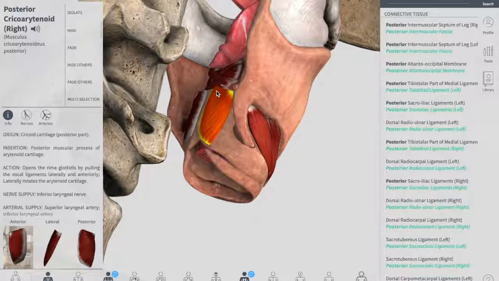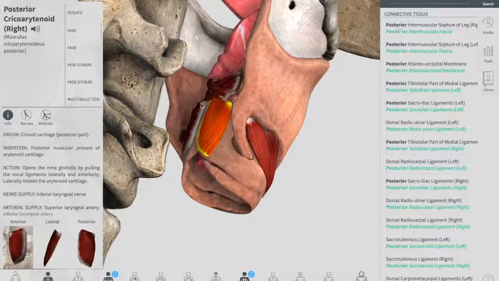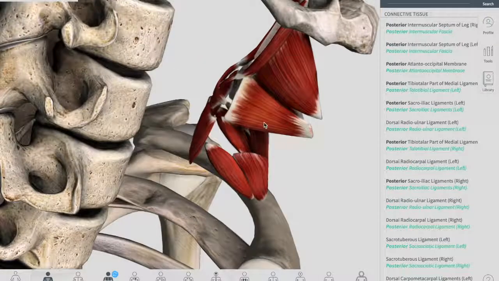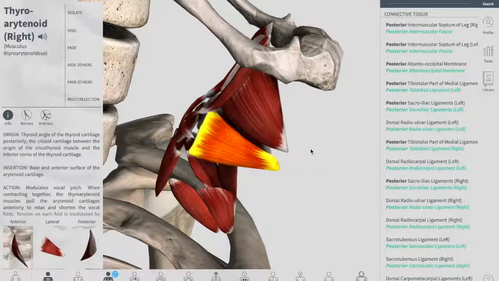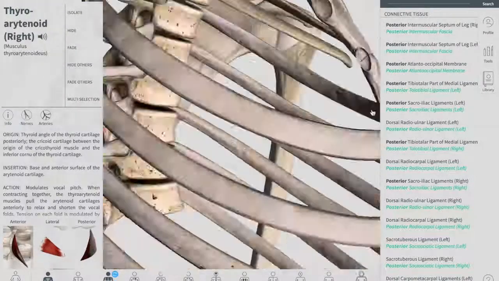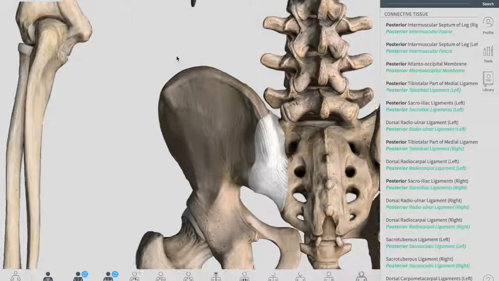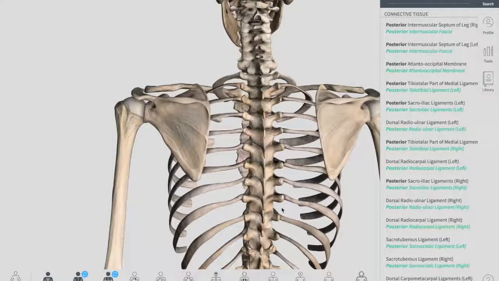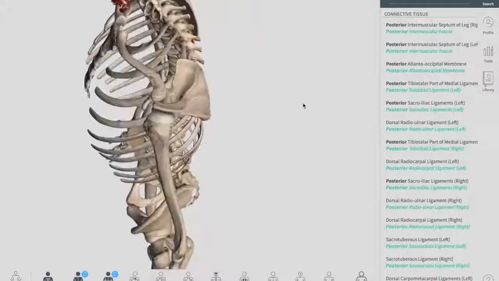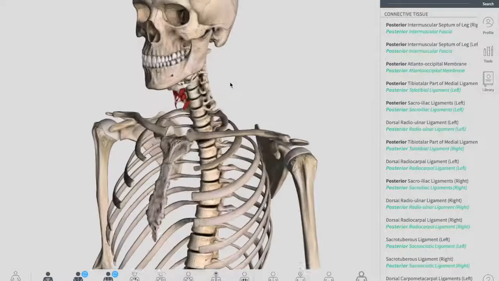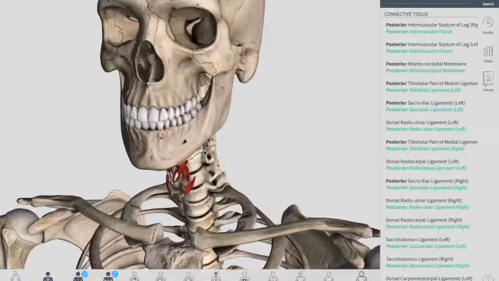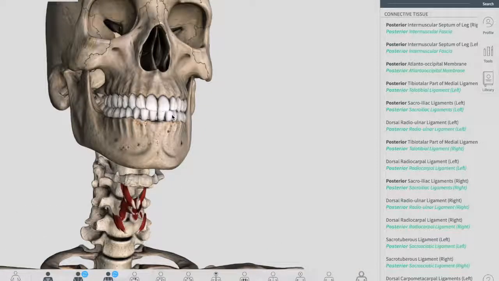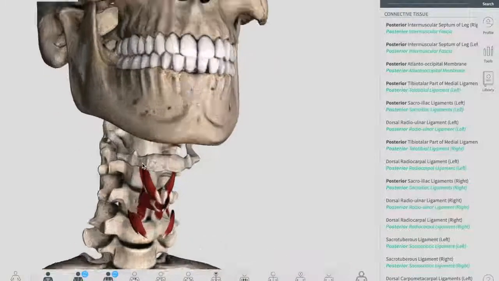Now let's talk about the lateral cricoarytenoid. Let me remove the previous structure again. Now we talk about the lateral cricoarytenoid muscles, which are the major adductors of your vocal cord. This narrows the rima glottis, modulating the tone and volume of speech.